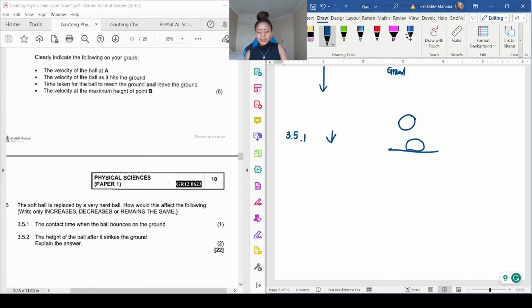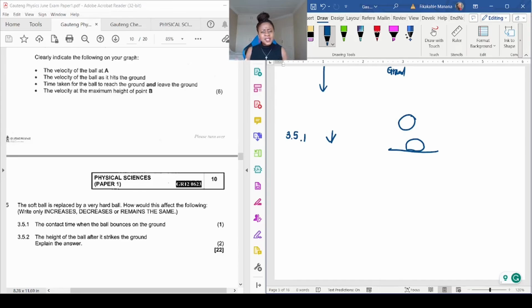It will not be circular anymore. But I don't know if you've seen a ball moving in slow motion as a cricketer hits it or as it bounces on the ground. It deforms, therefore it spends more time with the ground. The contact time has increased.